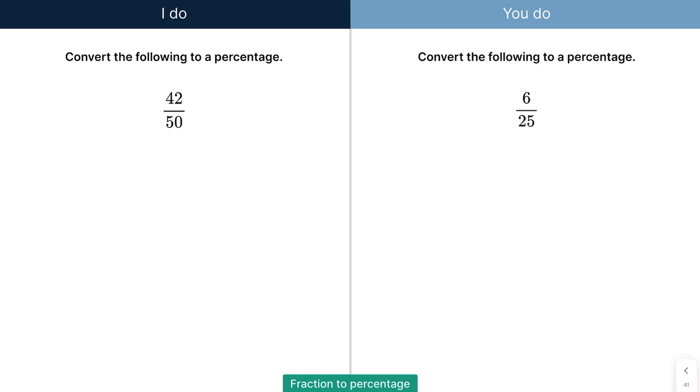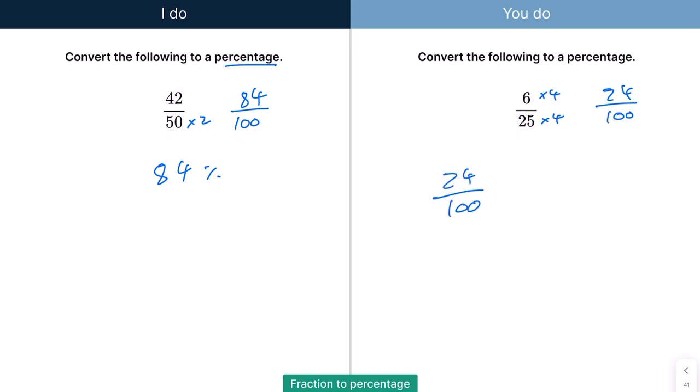And again, this is coming back to that same point about trying to be a little bit smart. So, percentages out of 100, I can immediately see if I just times this by 2, that's 100, and that's my answer immediately. And again, with this one, if I times this by 4, I get 24 out of 100, and straight away I get my answer. So if you can go to 100, you will just make your life a lot easier.